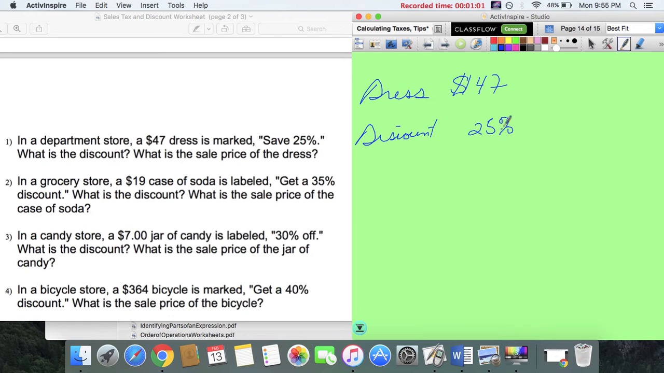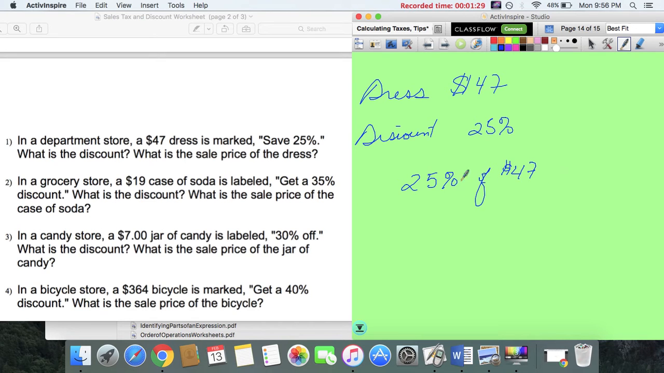Okay, so obviously your dress is going to be a little bit cheaper. You're going to take 25% off 47. You're not doing 47 minus 25%. That's not how it works. We're going to have to find out what 25% of 47 is. So here is what you have to find: 25% of $47. How much is 25% of $47?